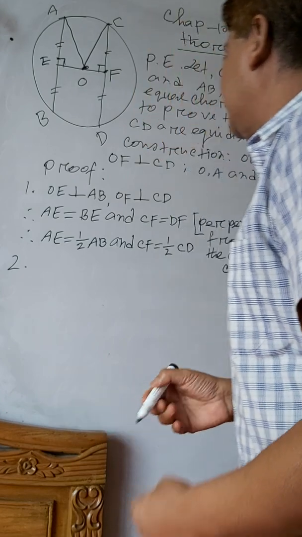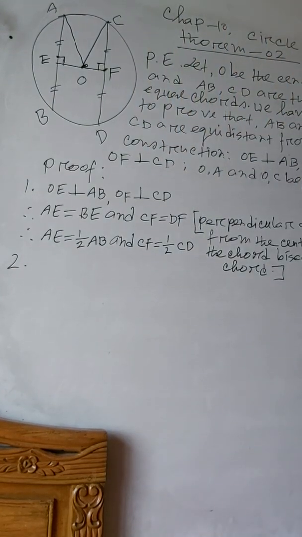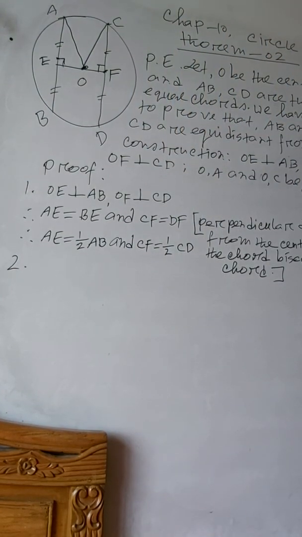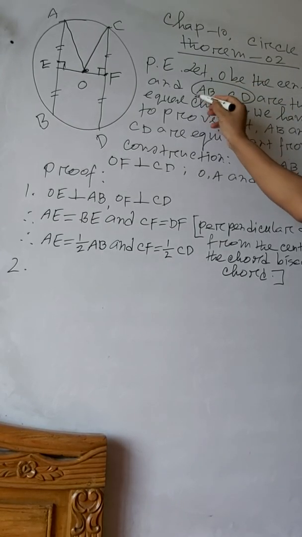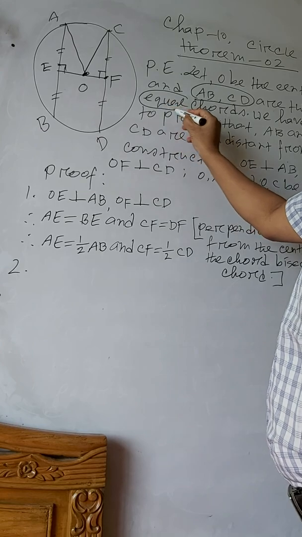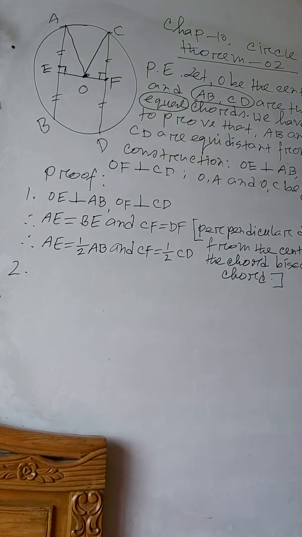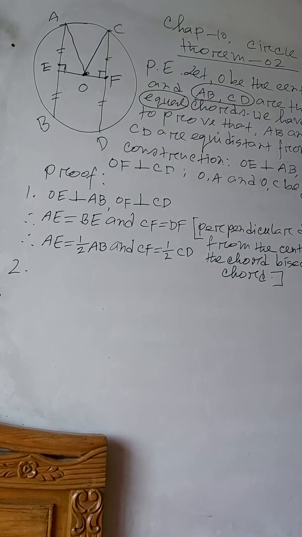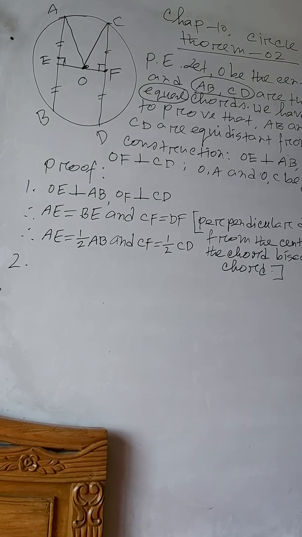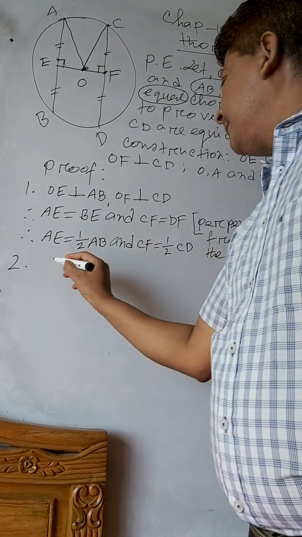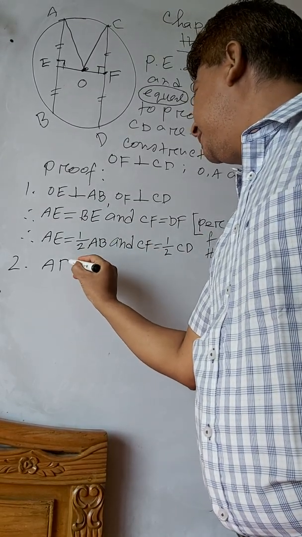But we have another condition. What is the given condition? AB and CD are two equal chords. This is the given condition. Equal chords of a circle are equidistant from the center. This is the given information. That's why easily we can say that AB equal to CD.